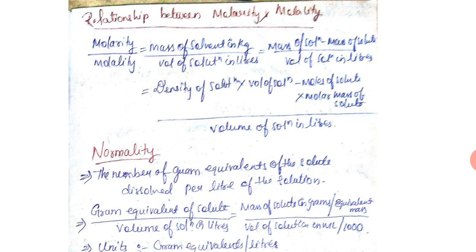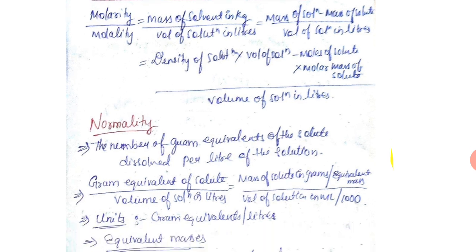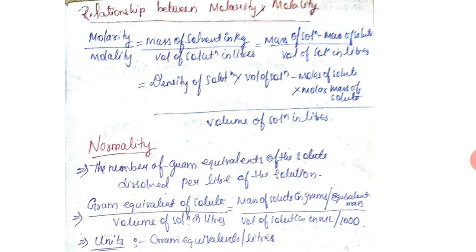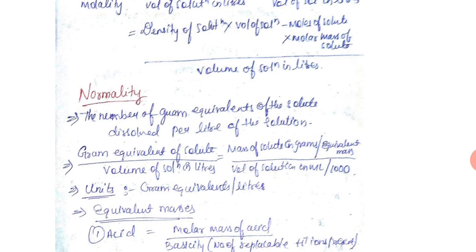So how to find out the density? The relation we can find out by the density of the solution times the volume of the solution, minus moles of solute, that means solvent. We get the solvent into the molar mass of the solute, whole divided by the volume of the solution in liters. So this is the relationship between molarity and molality. It's very important, and the question comes about the difference, and you have to answer it by the formula. Just note the formula and try to remember it to solve the problems.